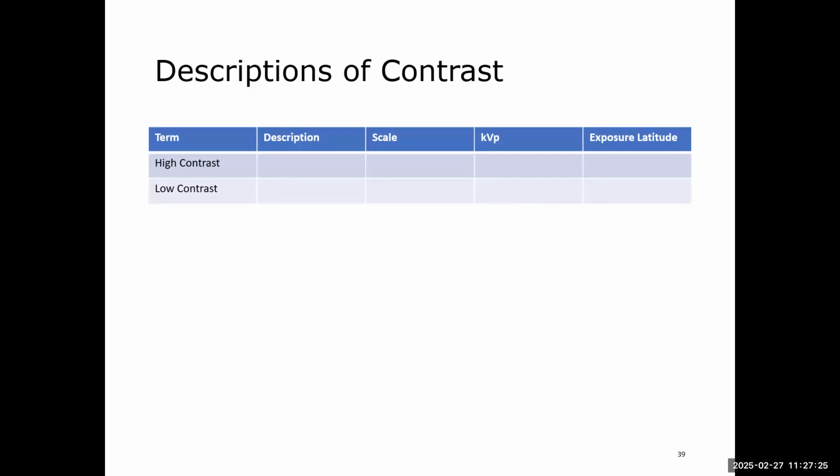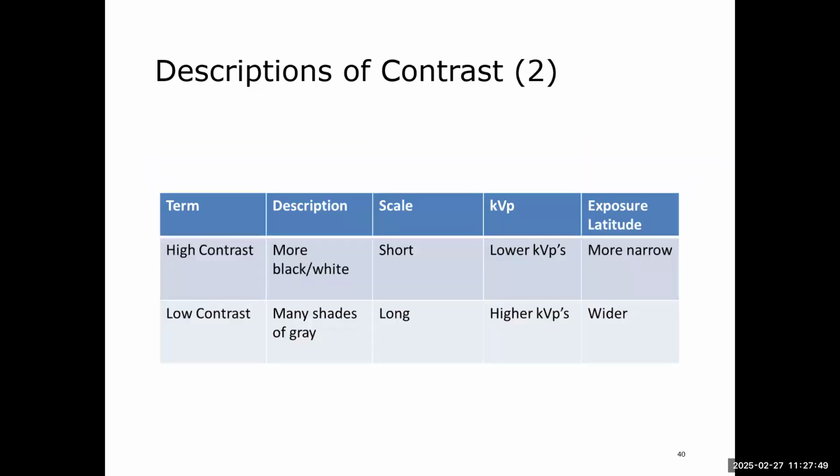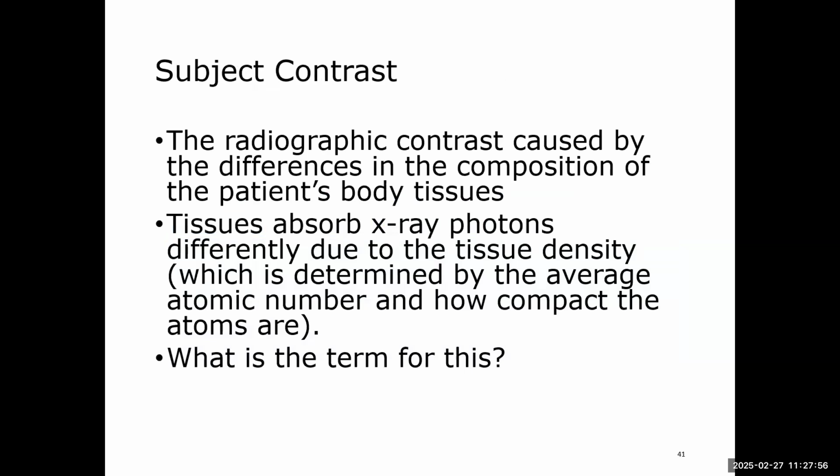So the opposite would hold true for low contrast. Description would be what? Lots of shades of gray. Long scale. Remember, low, LO. So low contrast, lots of shades of gray, long gray scale. What kind of KVP gives us that? Higher. And then it gives us what kind of exposure latitude? Wider. Okay, so make sure that you understand the different descriptions of contrast.